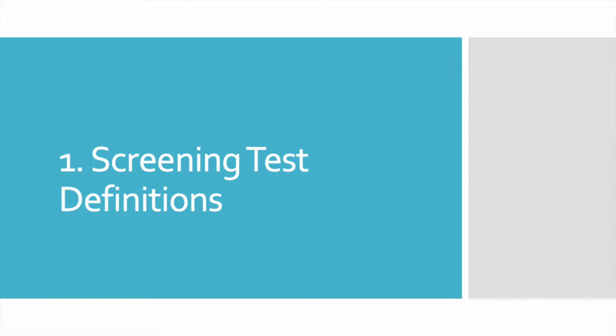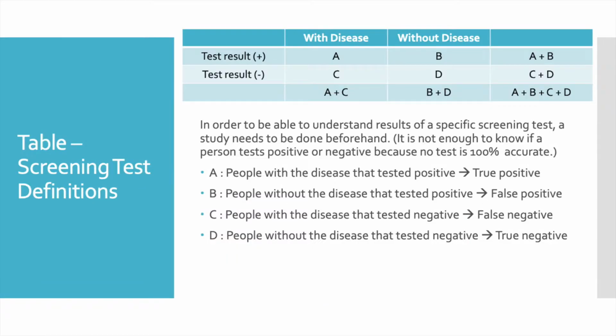So now we'll be going through the screen test definitions. As we know, or we don't, it's okay. Screening tests usually have a study behind them, so we need to know if the test is reliable and such. Studies are done to make sure that we can interpret results of the screen test. In this study, usually there are 4 variables, A, B, C, D.